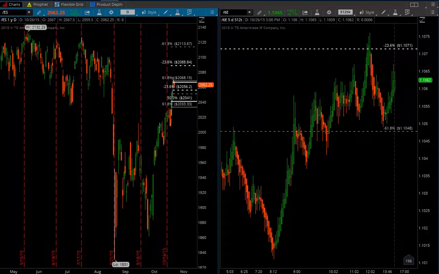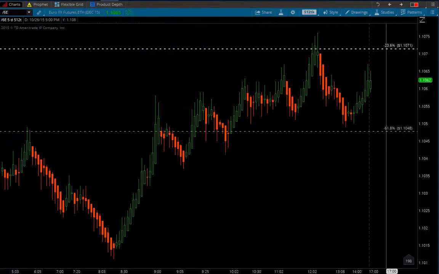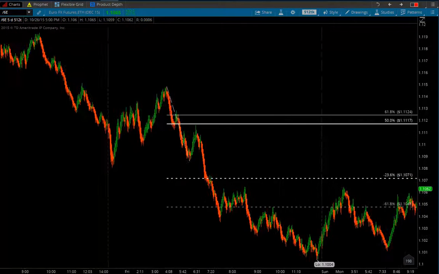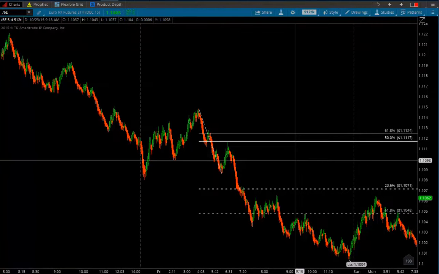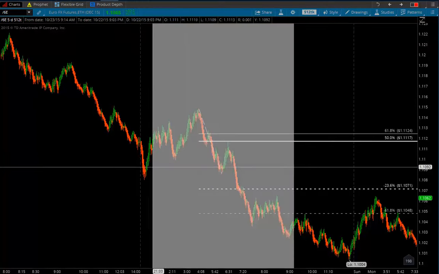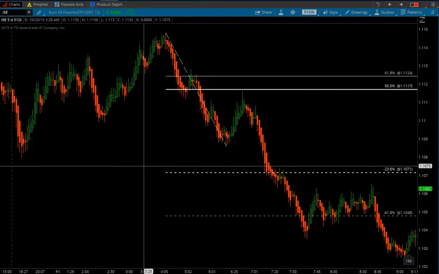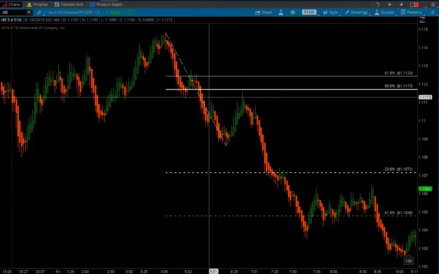I want to start with the euro and talk about what happens when we have a setup on the 512 tick chart, and particularly what we do when we have two setups. So the rule of thumb is whatever trades first is the setup that you go with.